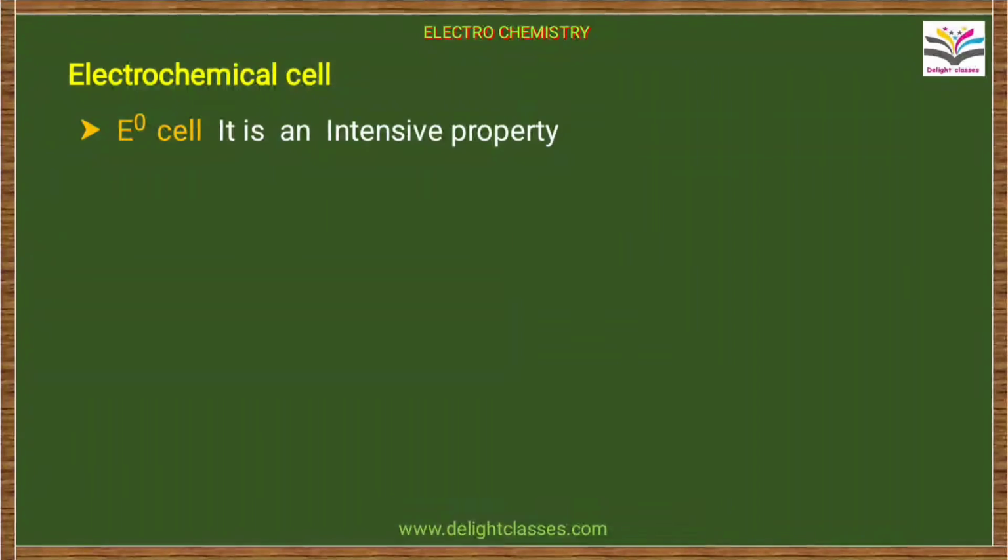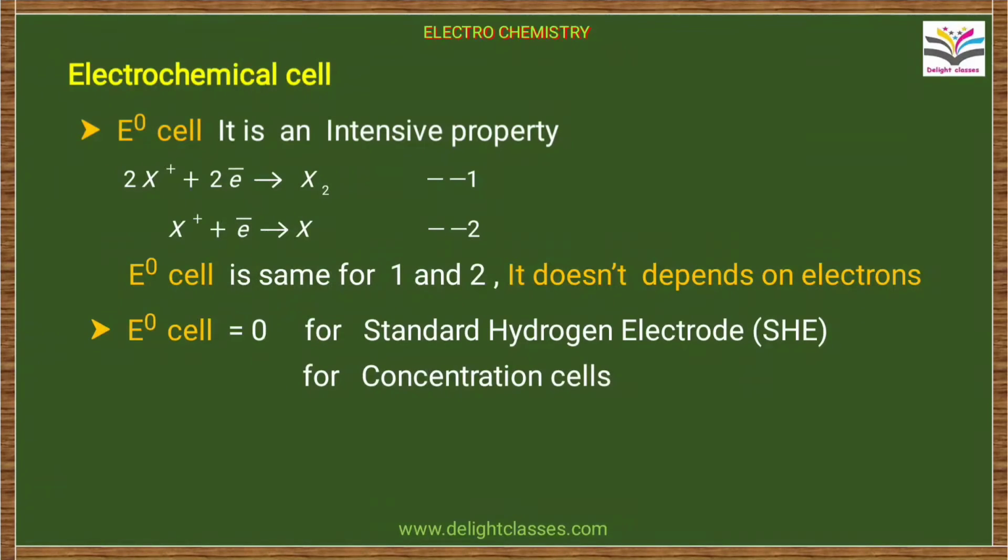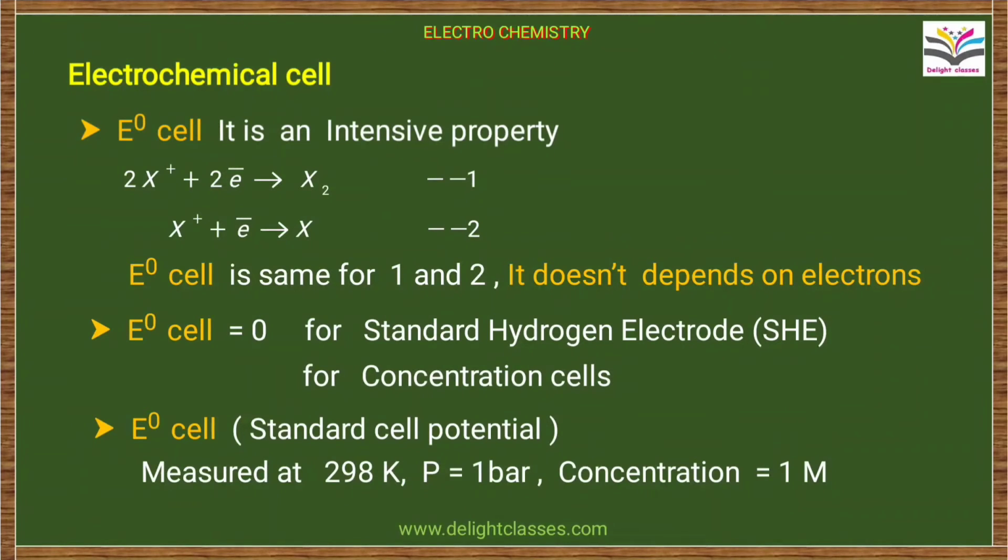E naught cell is an intensive property. X2+ plus 2 electrons gives X. X+ plus 1 electron gives X. E naught cell is the same for 1 and 2. It does not depend upon the number of electrons. E naught cell is equal to 0 for standard hydrogen electrode, SHE, and for concentration cells. Standard cell potential E naught cell is measured at 298 Kelvin, 1 bar and 1 molar.